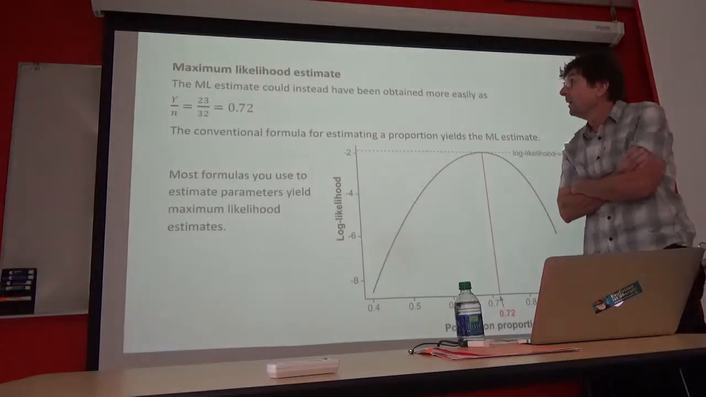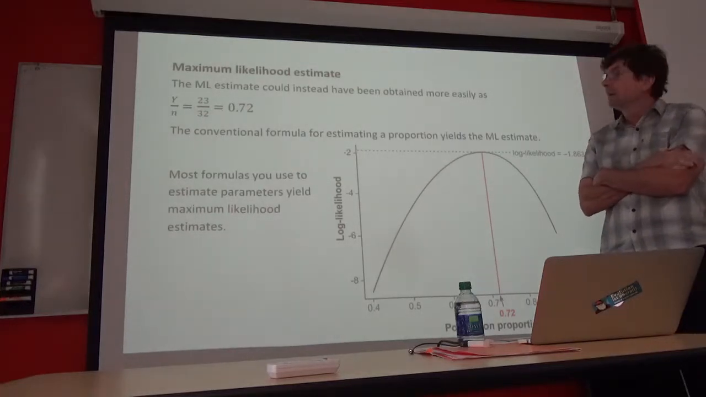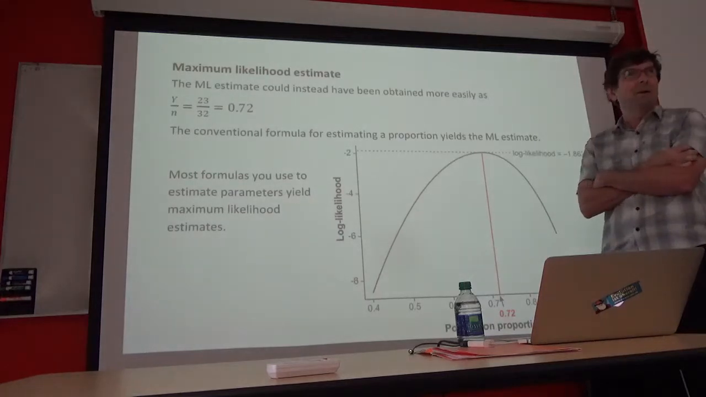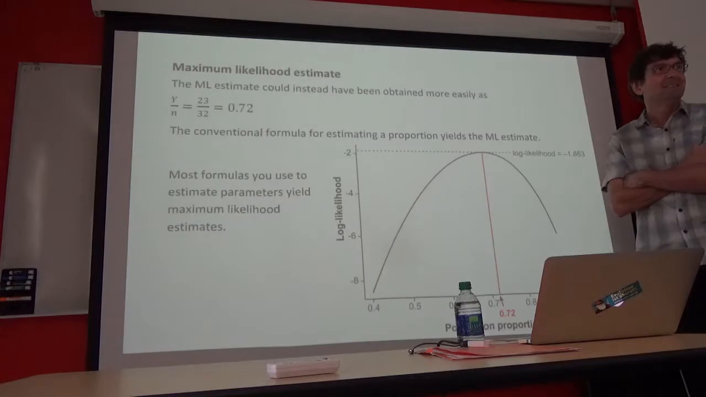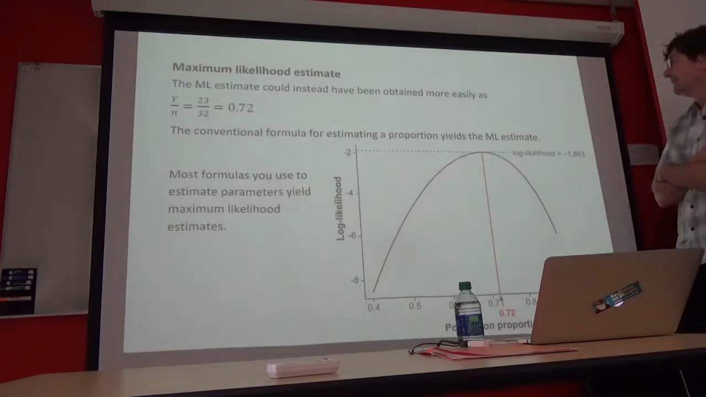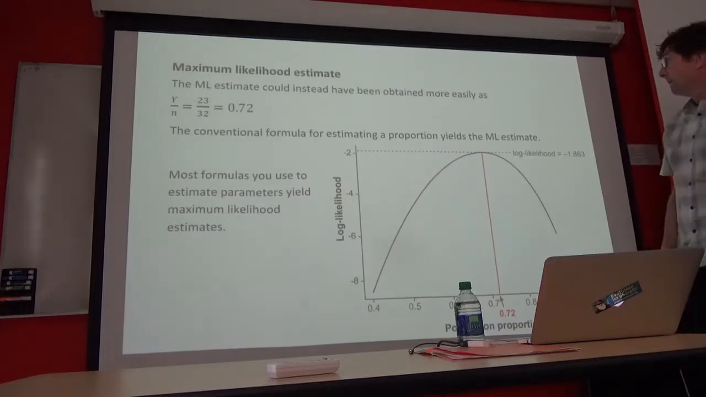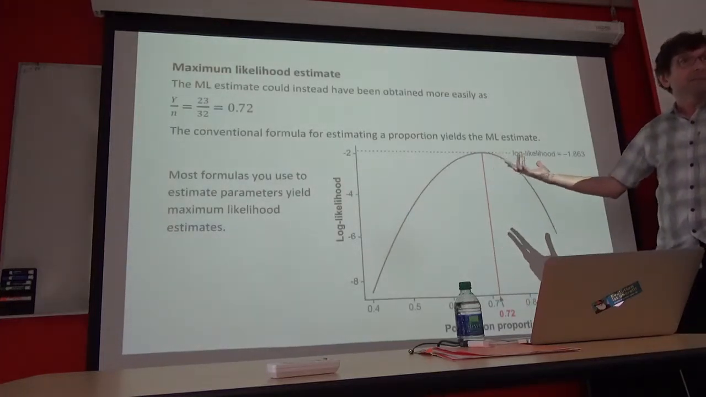And now you say, well, I could have done this a lot more quickly, even just on a piece of paper, by calculating the estimated proportion as 23 divided by 32 equals 0.72. You already knew that, but you were polite and didn't say that, hey, there's actually an easier way to do this. But I wanted to grind through this example just to show you that we arrived at something which is fairly intuitive.